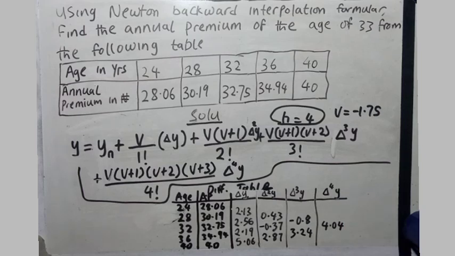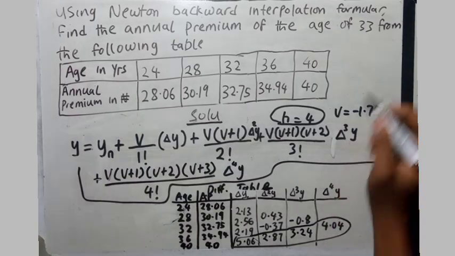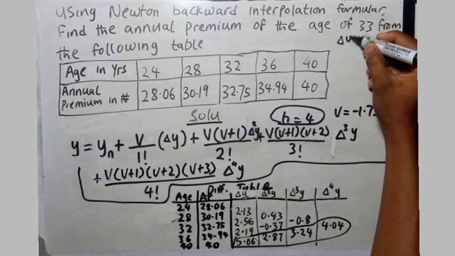y. Now, since we are using backward interpolation method, that's Newton's backward interpolation method, we'll be making use of the last digit in each column. So this, and this are what we'll be making use of. So it will be good if we write those values somewhere before it gets missing.